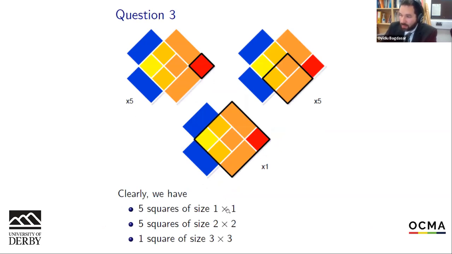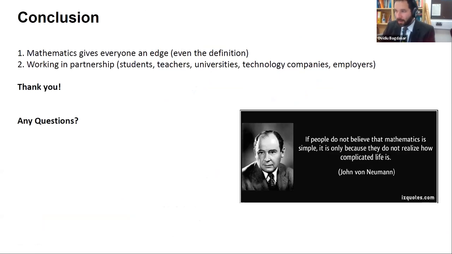So I have squares one by one. How many? 1, 2, 3, 4, 5. Then I have squares which are 2 by 2. How many? I have 1, 2, 3, 4, 5. And then I have a square which is 3 by 3. So if I break down the big problem into smaller problems, then I can solve the problem.